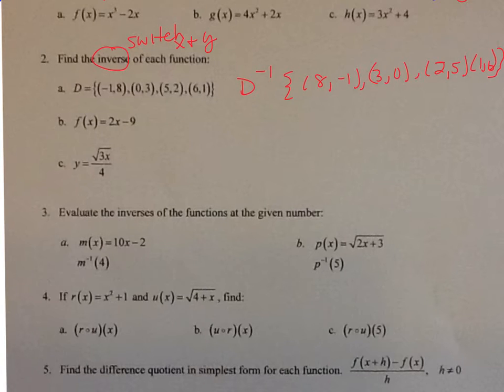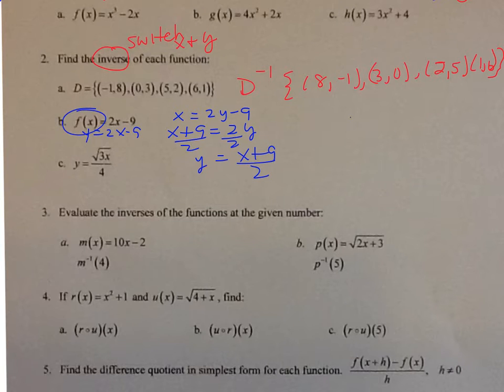All right, B. So we have f of x is equal to 2x minus 9. So let's change that to y equals 2x minus 9. So we're going to switch x and y. So we get x equals 2y minus 9. Now we're going to solve for y. So I add 9. x plus 9 equals 2y. And then divide both sides by 2. So I get y is equal to x plus 9 all over 2. And since it's given in function notation, we write it in function notation. So that's the inverse of f of x equals x plus 9 all over 2.